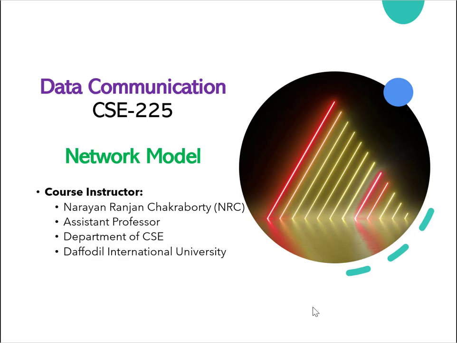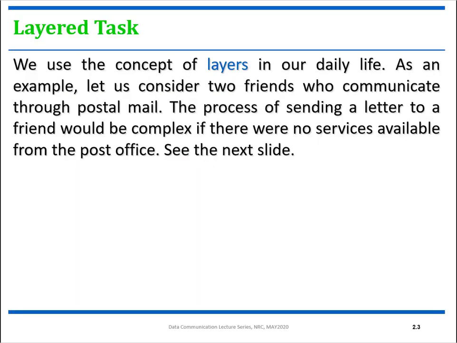Let us see an analogy of how two friends communicate by writing a letter. This task is called a layered task. Why is it layered? Because this task is not performed in a single way. It actually needs multiple processes so that a sender can send the data from one end to another end. We use the concept of layers every day.